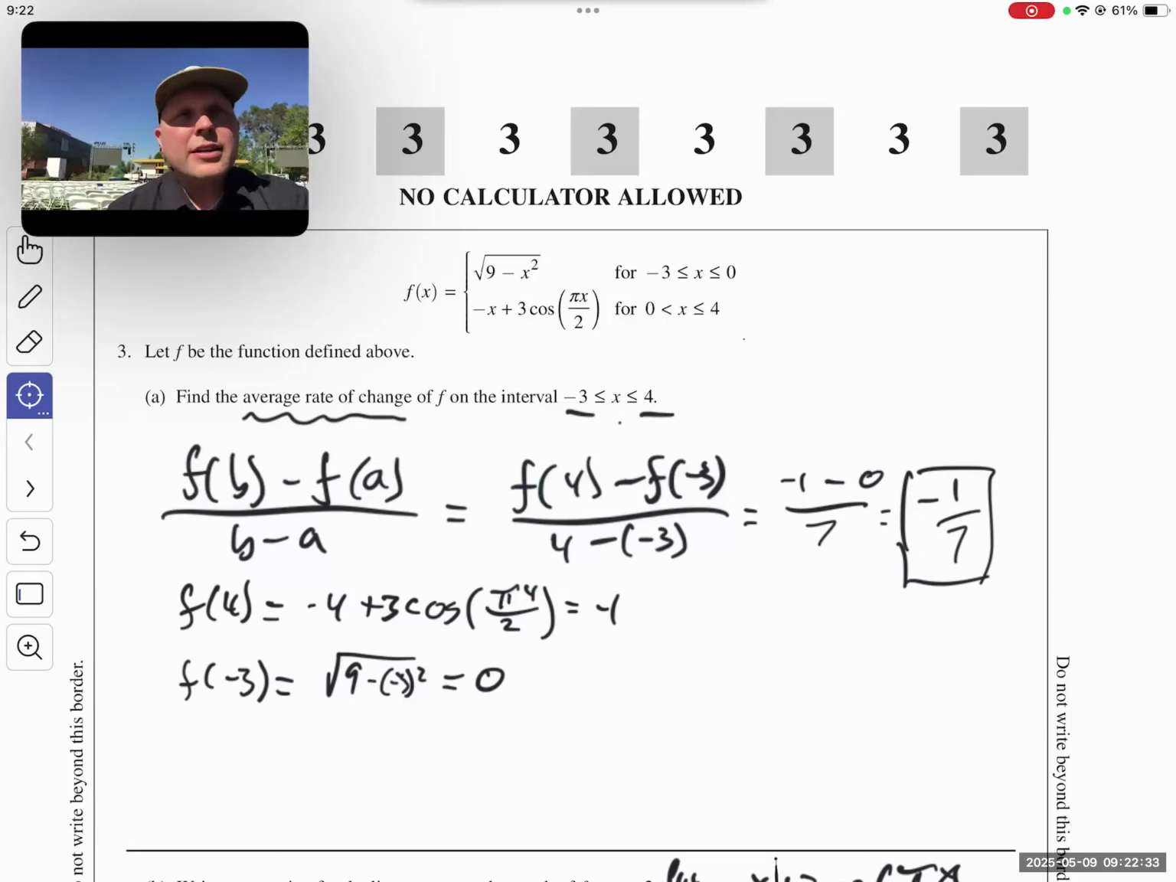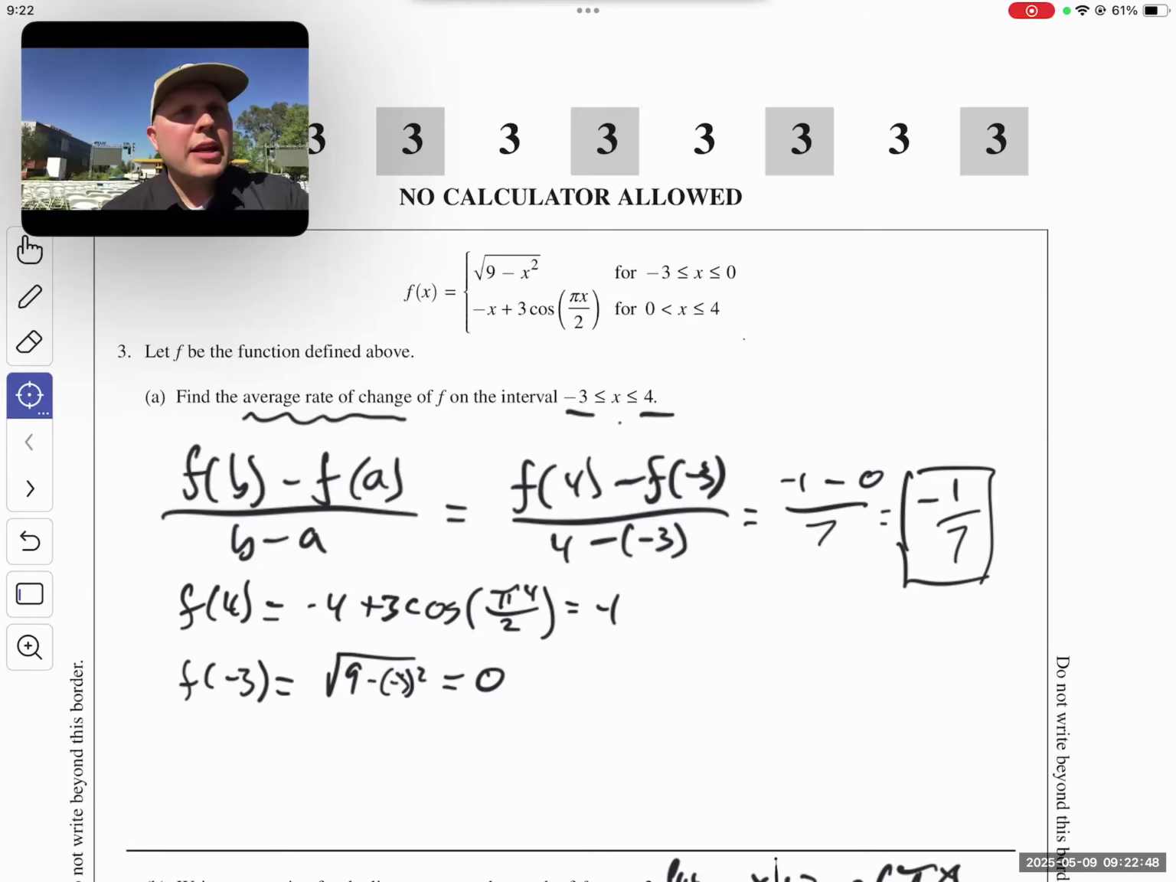So plug that in. Take one step. You're justifying here, and you're keeping your head on straight. How do you find f of 4? Well, 4 is defined for the second one here. So plug in 4 there, and we're going to get -1.